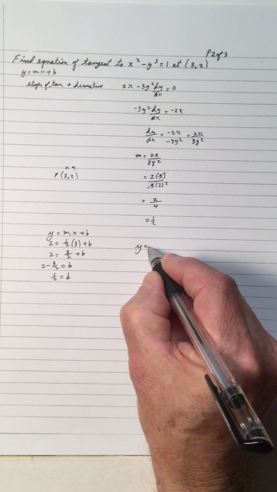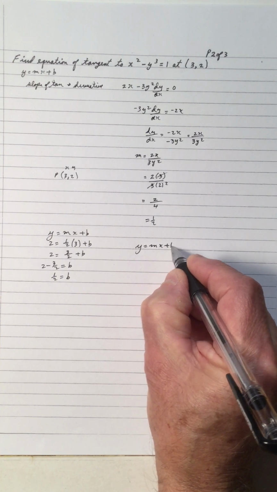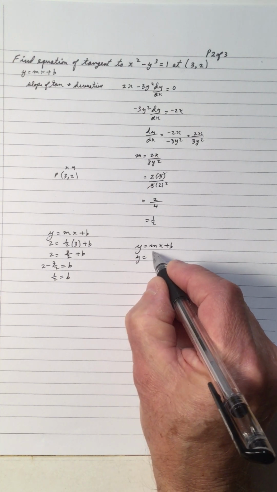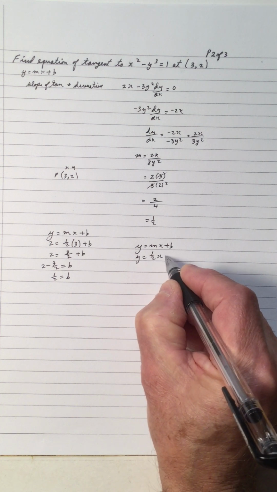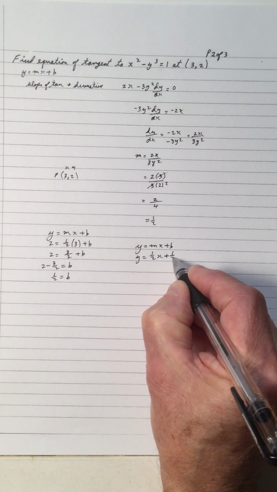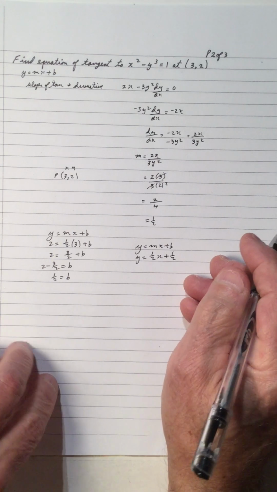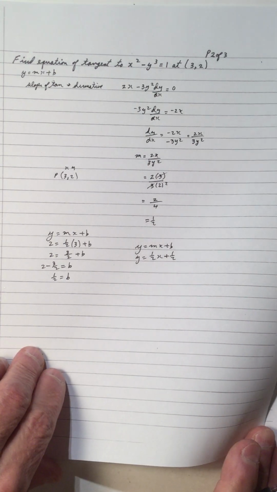So y equals mx plus b. The slope is 1/2 times x, and the y-intercept is 1/2. So we found the equation of a tangent at that point using implicit differentiation. Now let's try another one.